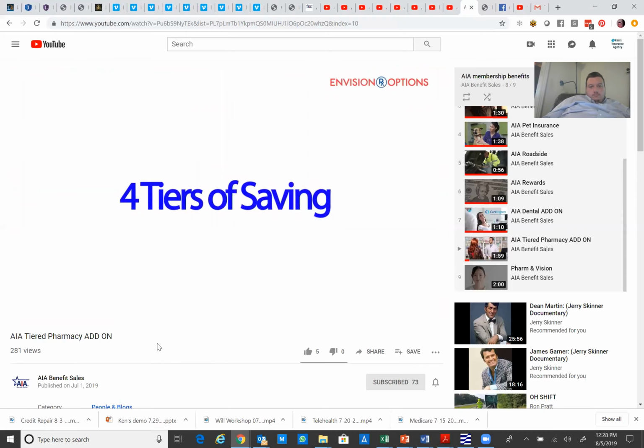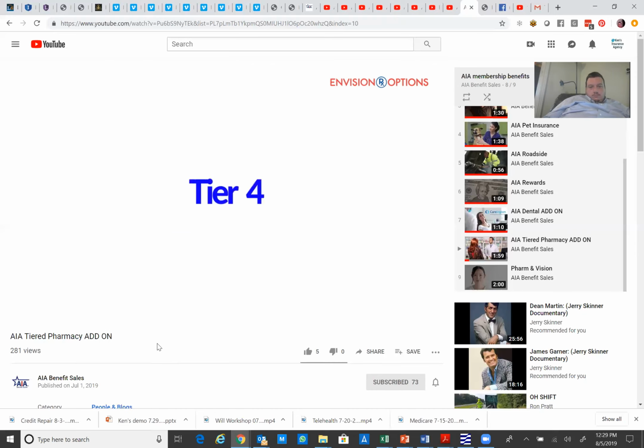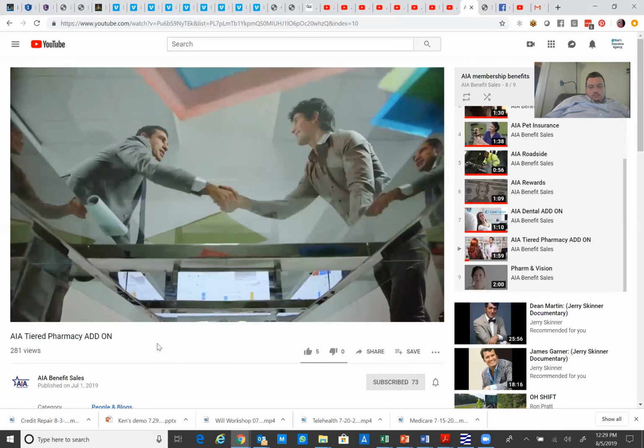Tier 1. The first tier is generic drugs that will be available to you for a payment of up to $10. Tier 2. The second tier is brand name drugs and select drugs that will be available to you for a payment of up to $20. Tier 3. The third tier is brand name drugs and select drugs that will be available to you for a payment of up to $50. Tier 4. The fourth tier is brand name drugs that we have negotiated special network pricing for you.